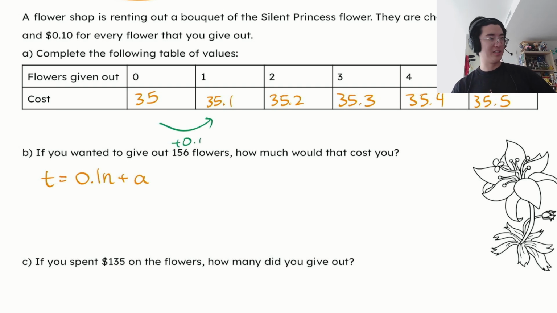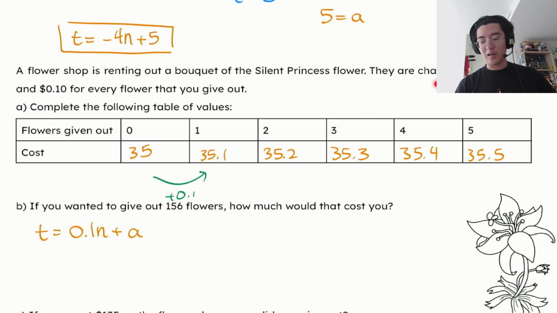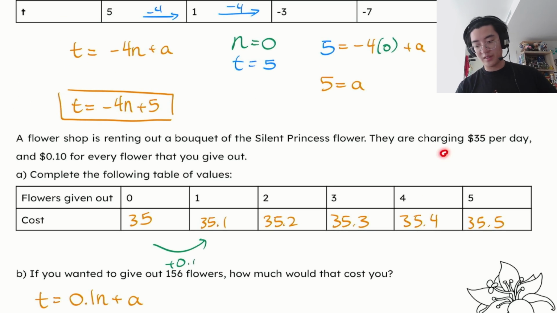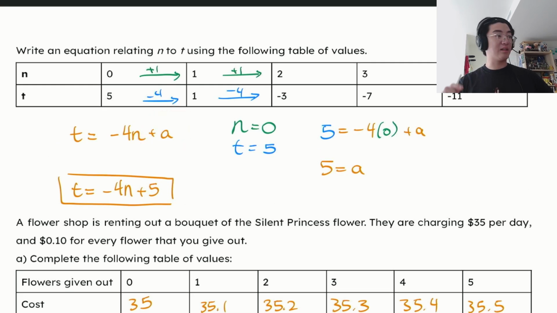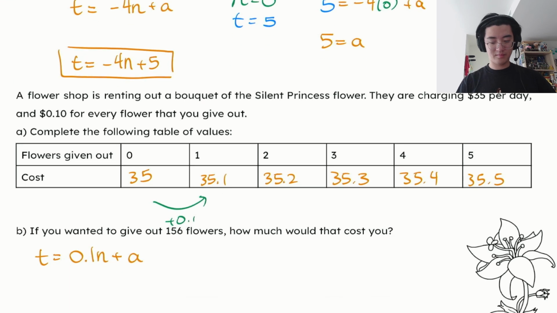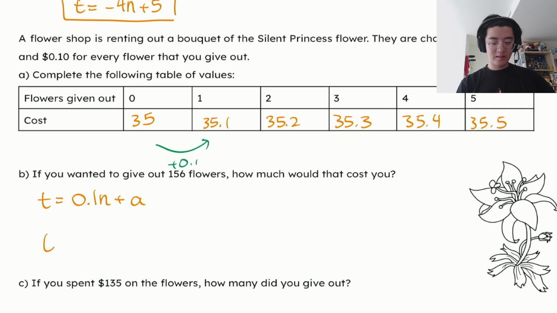Now, what is the number that we don't know? The number that doesn't change. We can see that because we're starting with $35 a day every single time. That's a number that doesn't change. That's a number that we start with. So think of this number here as a quote-unquote starting number, because every single time we want to rent out those flowers, we have to pay $35 no matter what.